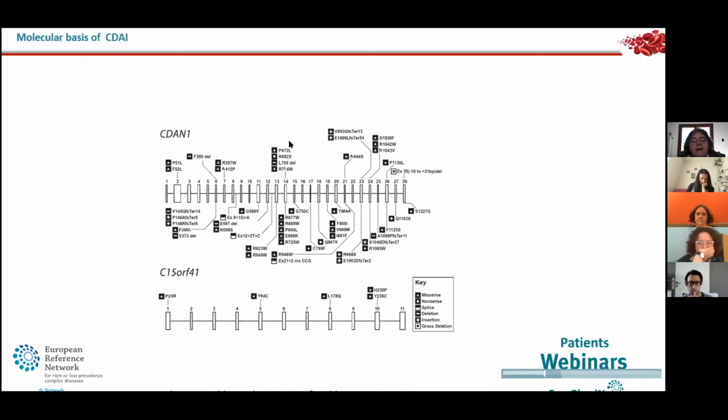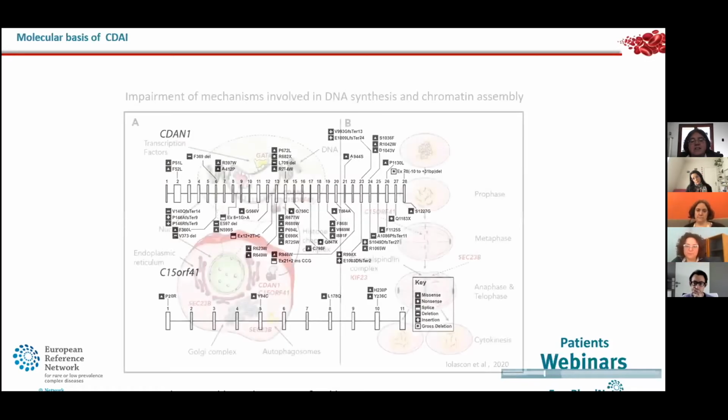And in black, you see how many mutations and different abnormalities we found in this gene for CDA I. And also in this second gene, we find at the moment 5 different mutations. So each patient has one homozygous or 2 different mutations in this gene. And this confirms the diagnosis. Why does this gene determine this kind of disorder?